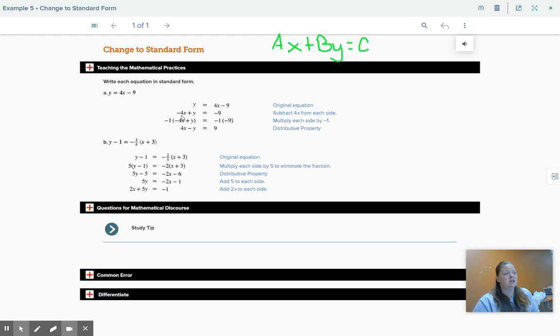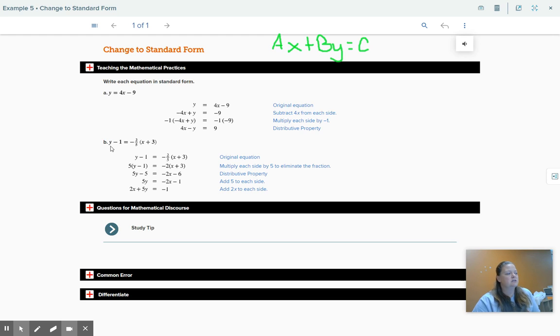That gives us negative 4x plus y. Okay? Now, the problem with that, it looks okay, but we would rather have a positive x than a negative x. So we're going to multiply both sides by negative 1 because that's going to make the 4x positive. That makes the y negative, and that makes the 9 positive, so that we have a positive a value.